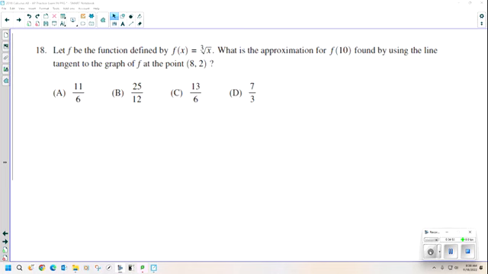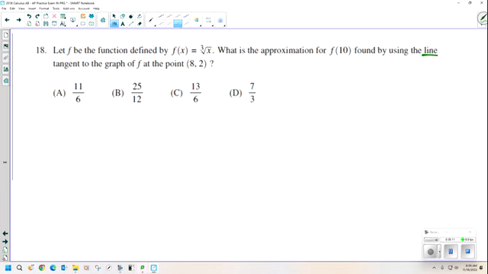Number 18, let f be the function defined by f of x equals the cubed root of x. What is the approximation for f of 10 found by using the line tangent to the graph of f at 8, 2? Oh, thank God. Just a regular, normal calculus problem. Okay.